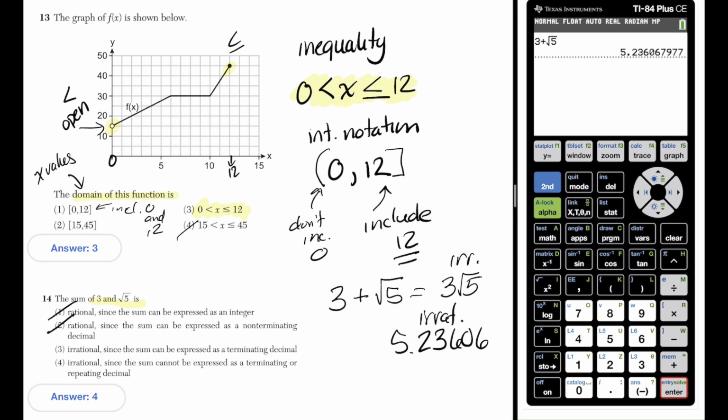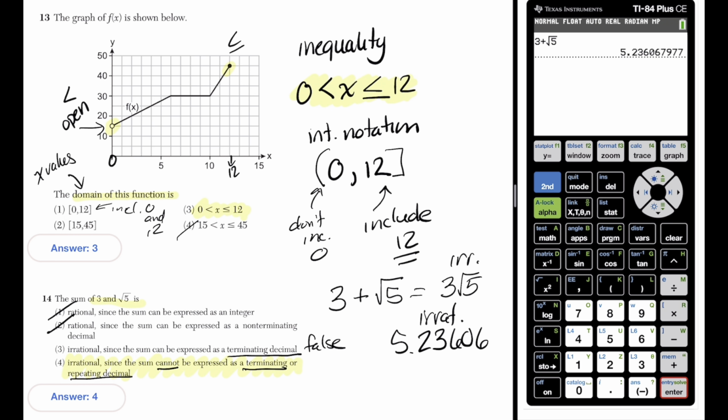So now we have 3 and 4. So why is it irrational? The reasoning. Is it irrational because it is a terminating decimal? That is false. Or is it irrational because it cannot be terminating and repeating? That is true. So that is why 4 is our answer.